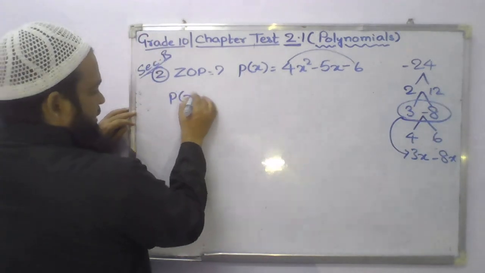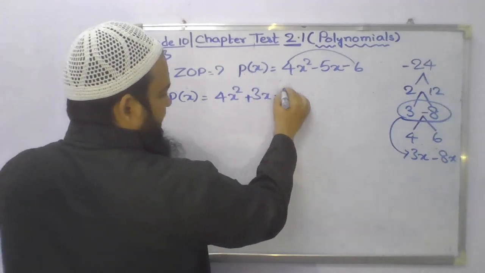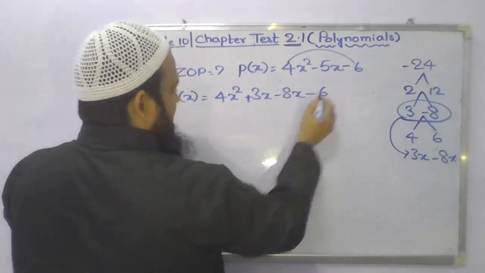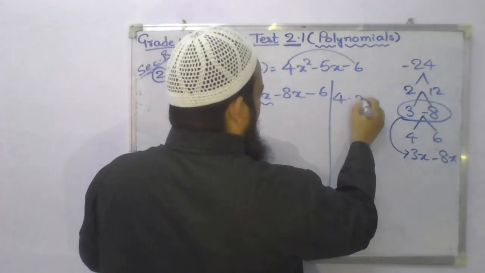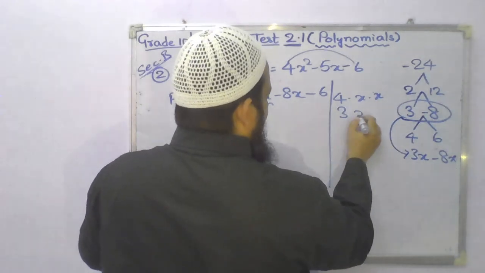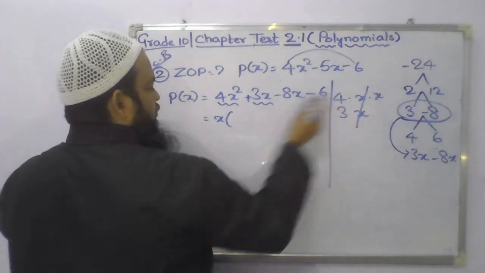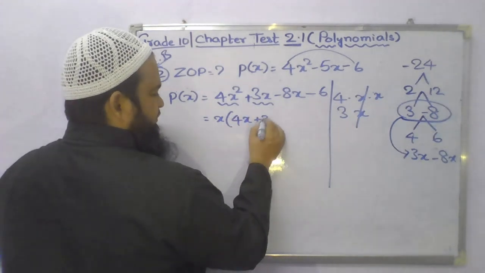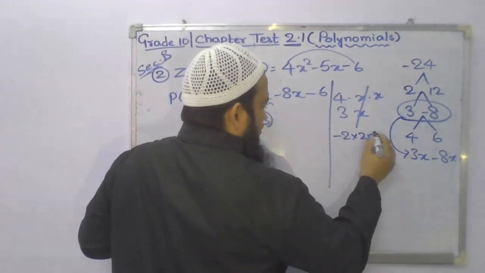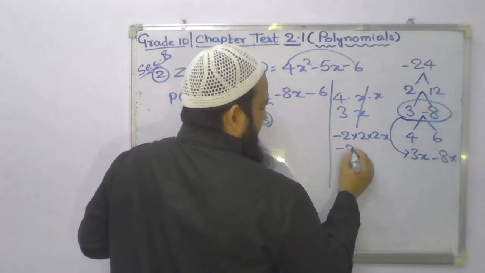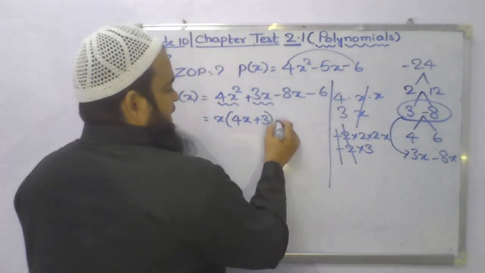So p of x is equal to 4x square plus 3x minus 8x minus 6. Now, what is common in 4x square and 3x? If you don't know, 4 into x and 3 into x, which is common? x is common. So let us take x common. What is left out? 4x plus 3. And in minus 8x and minus 6, if you don't know, minus 2 into 4x and minus 2 into 3, which is common here? Minus 2 is common. So let us take minus 2 common.